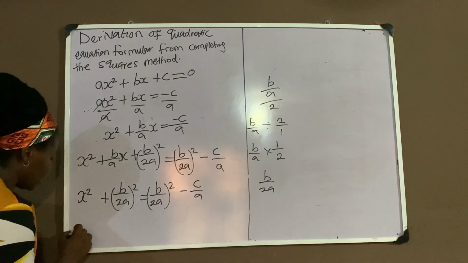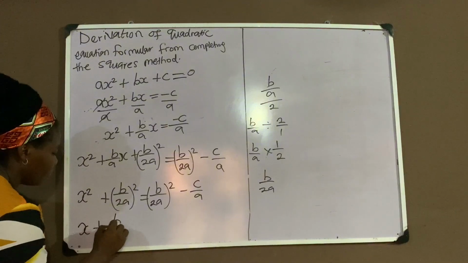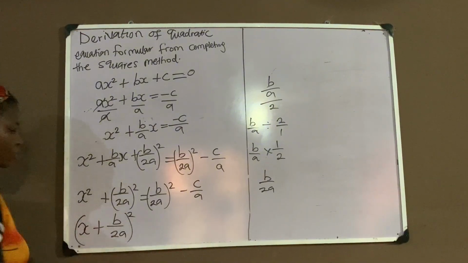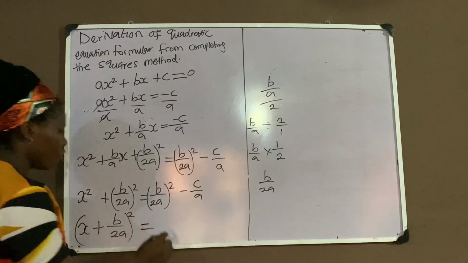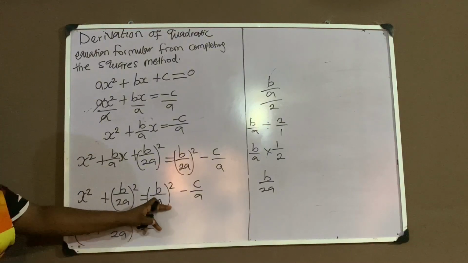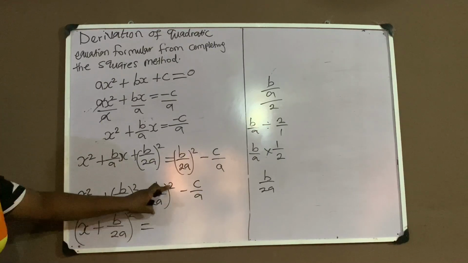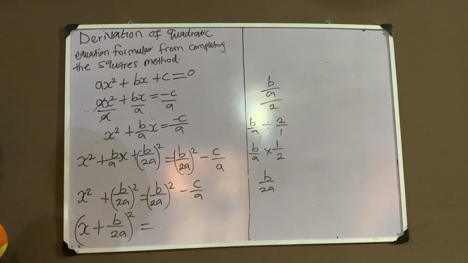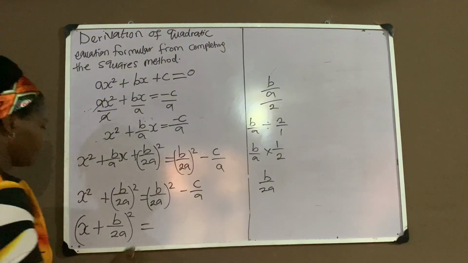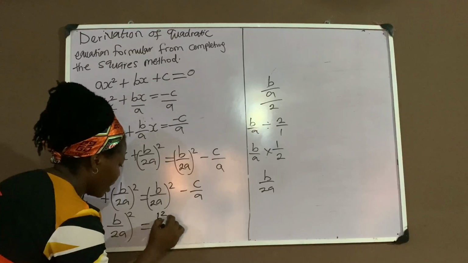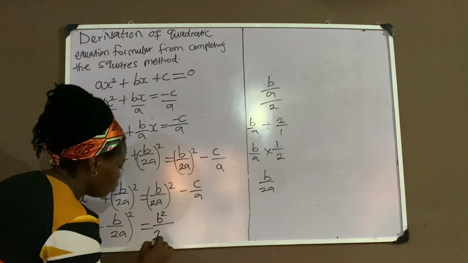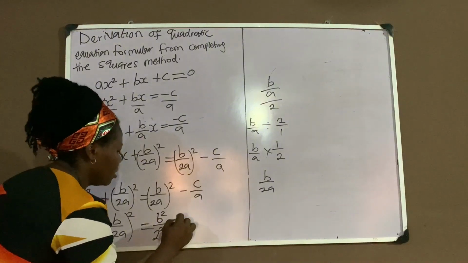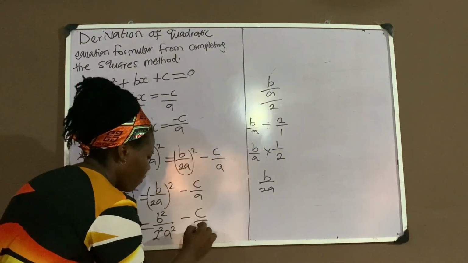So you now tell them that this is x plus b over 2a. Then put them in separate brackets and square it. Then we now have an equal to. Now we are moving down to the right hand side. This square means that you are going to square everything inside the brackets, which means, okay, let me bring it out. You now say b squared all over what? 2 squared times a squared, then minus c over a.